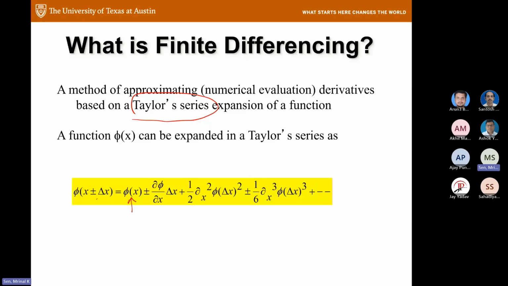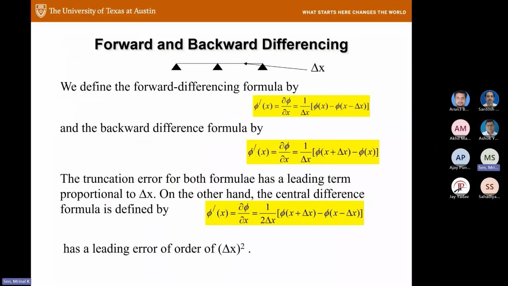This is phi x. Then we have del phi del x times delta x. This is the second derivative of phi times delta x squared, and then the third derivative times delta x cubed, and so on. And the minus sign corresponds to phi of x minus delta x. So this is something that you have seen. Okay. And how does it help in solving our wave equation? Well, wave equation, after all, contains derivatives, right? Derivative with respect to time, derivative with respect to space coordinates.